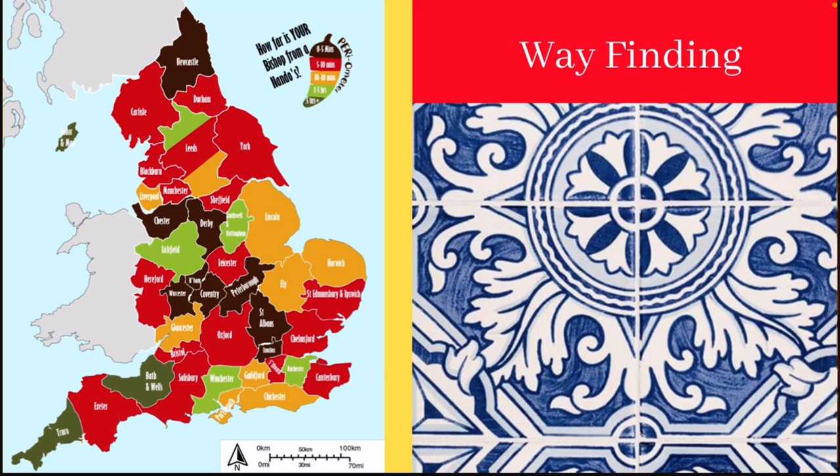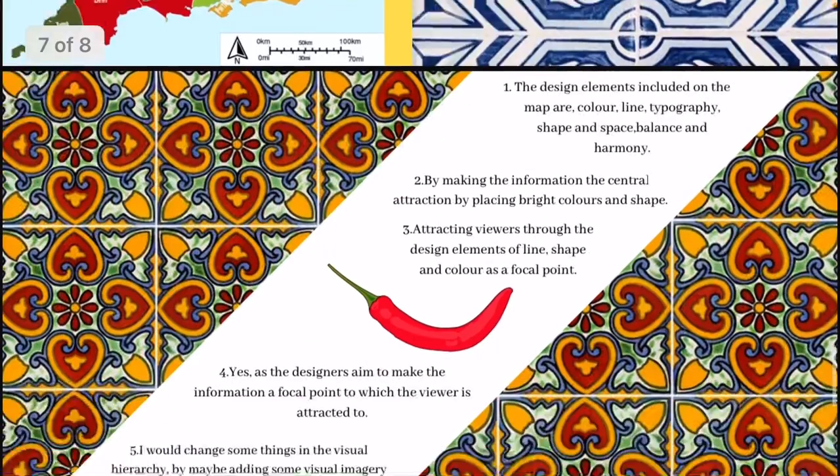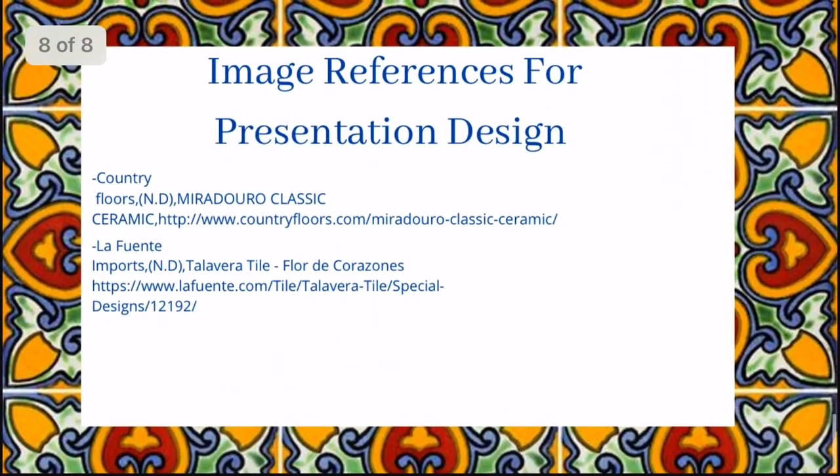But I would change some things and add maybe little illustrations and so forth of maybe a little bishop and churches, to give a clear understanding. Because if we see here, we just see a chili in the corner and a slogan saying how far is the bishop from Nando's. I just wanted it to have a clearer understanding, but the attention is grabbed here with certain design elements used in this information design. So yes, and basically I just added the image reference I've used for my presentation design. But yes, thank you very much.